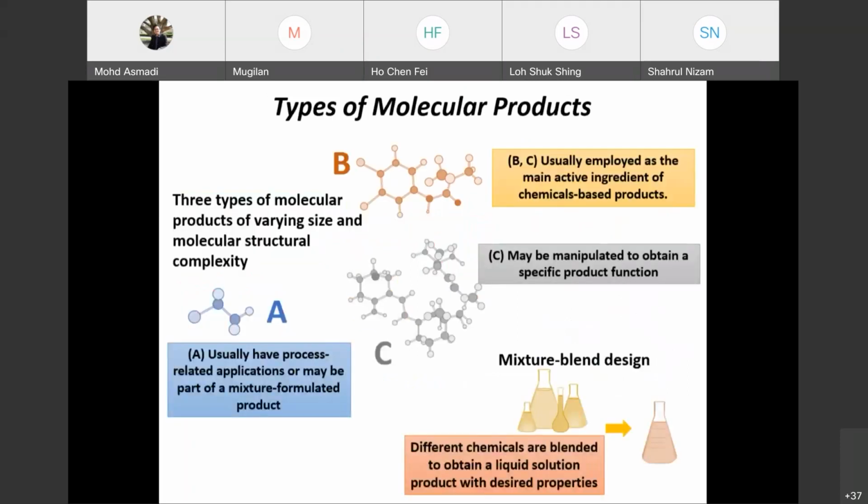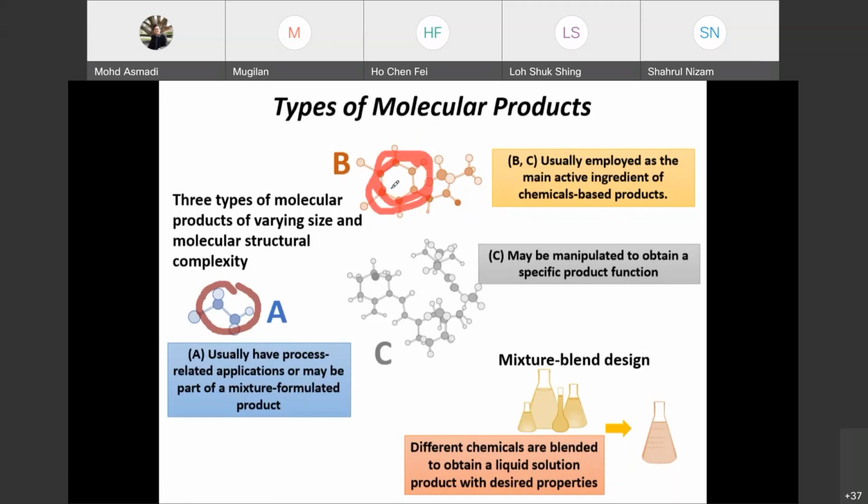So there are three types of mixture blend products. If you look here, they vary in size and also structure. For A, it is a very short molecule, isn't it? Usually it has a process-related application or is maybe part of the mixture formulated product. And then this one is a main ingredient. So usually the benzene can easily evaporate.